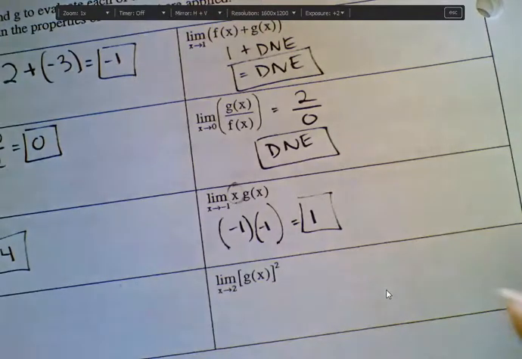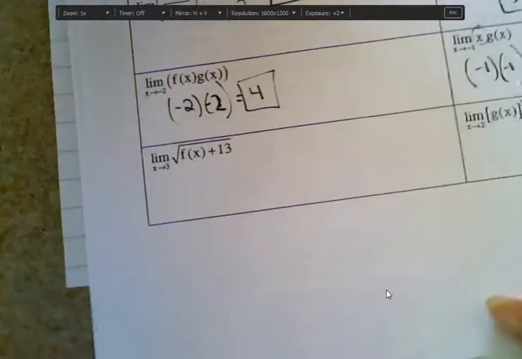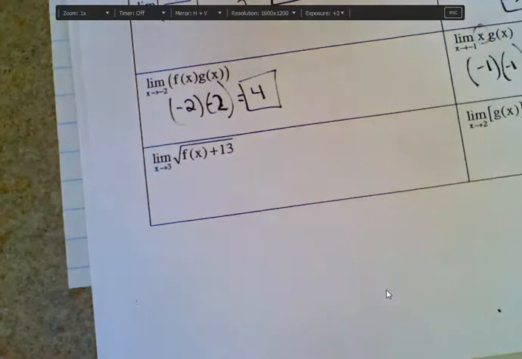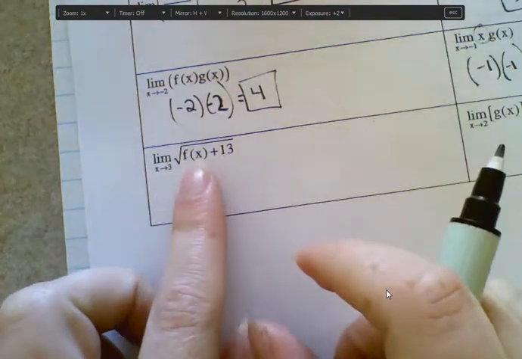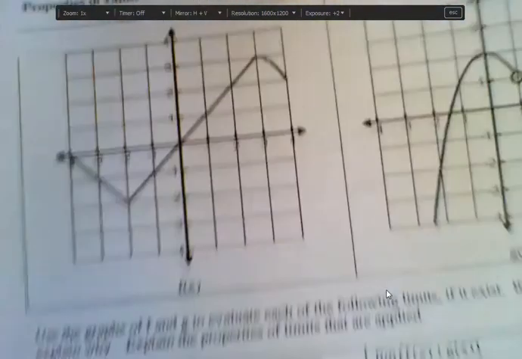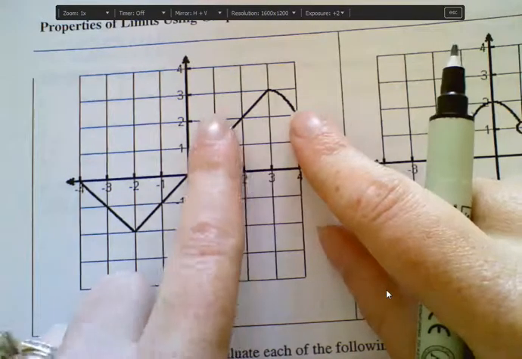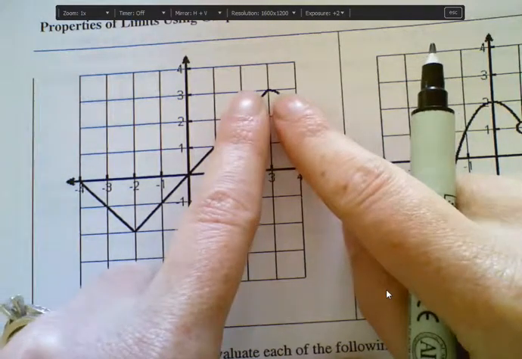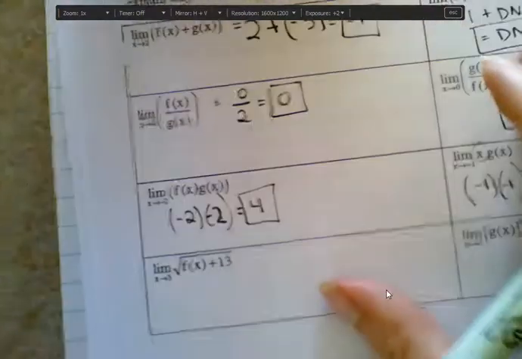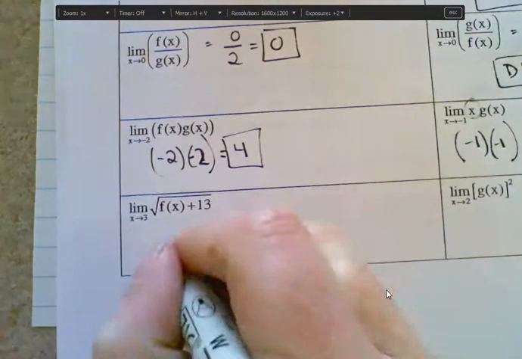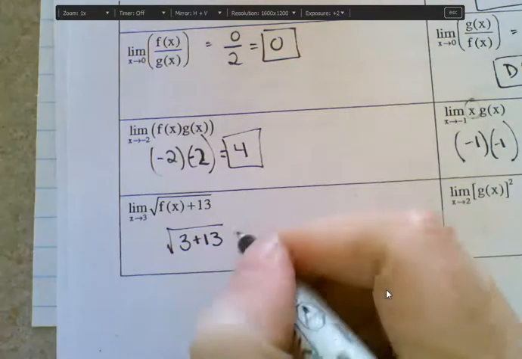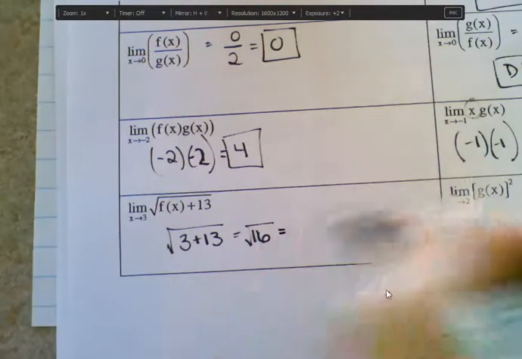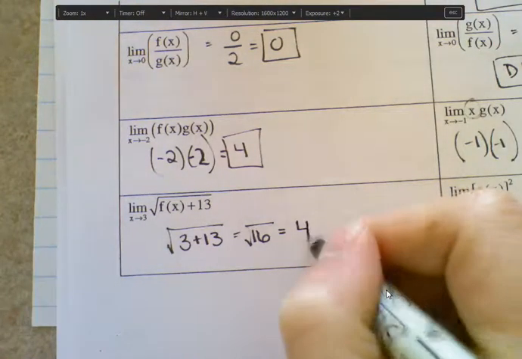Let's see, Marissa, how about for the next one down there? What did you get as your answer? You want to kind of walk through it. So if you see the limit as x approaches 3 of f of x, right? So we're going to go up to our graph. So as we approach 3 here, what number do we seem to be approaching from the left and right? 3, good. So I'm going to go ahead and plug that in. So go back down here. I'm going to say it's going to be the square root of 3 plus 13, right? Which is really the square root of 16, which equals what overall? 4. Very good. We got it.